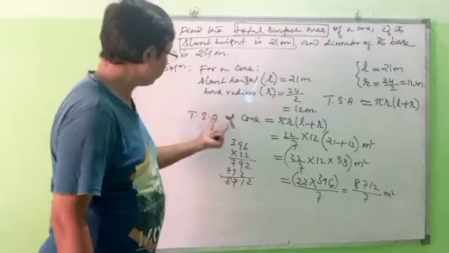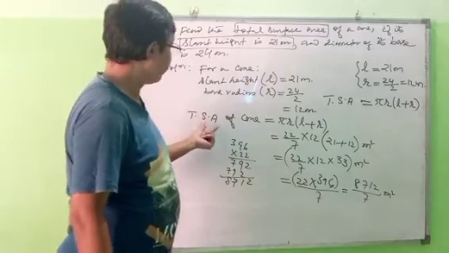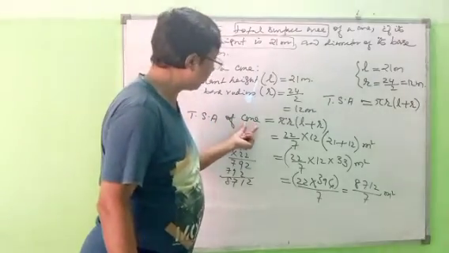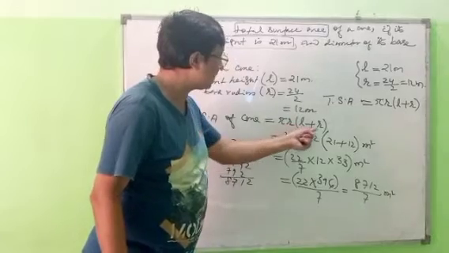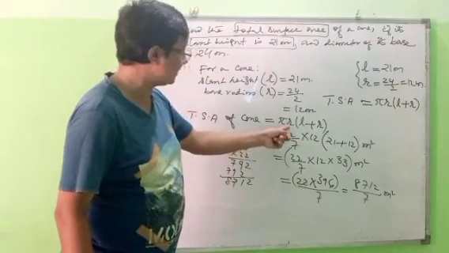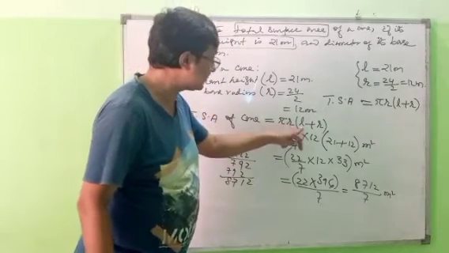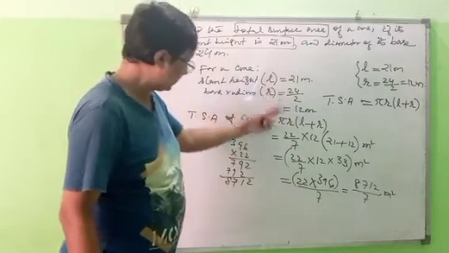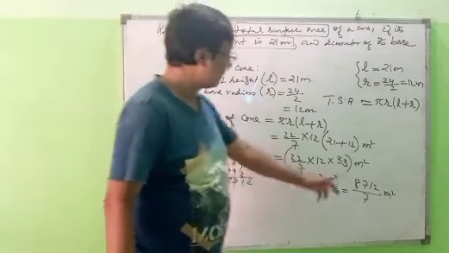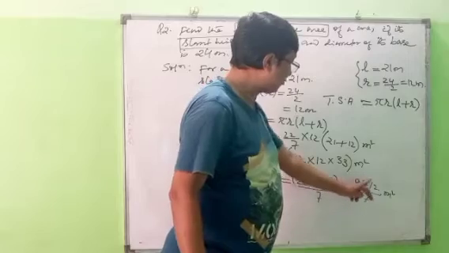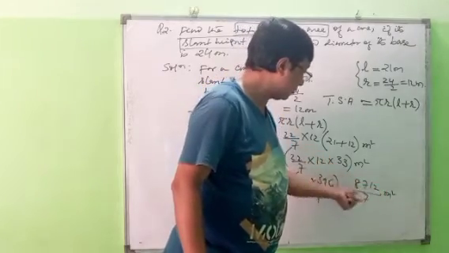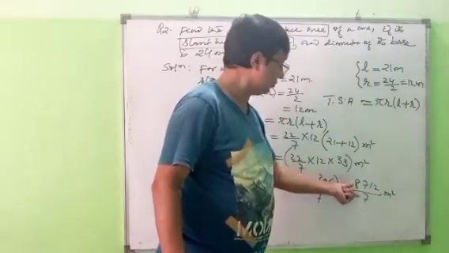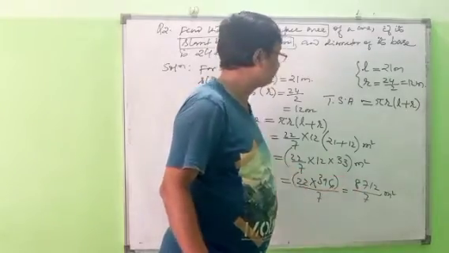So the formula for the total surface area of a cone is given by pi r into (L plus r). Here r is the radius and L is the slant height. So by simplifying, you have got the answer 8712 by 7 meters square. So you will do it in decimal, and that will be your answer.